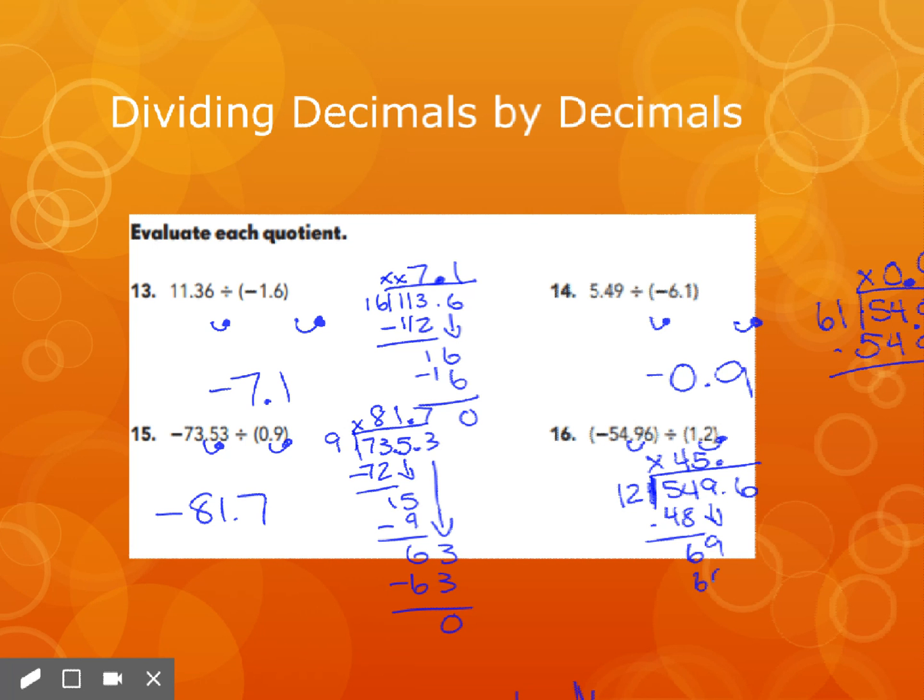5 times 12 is 60. Subtract. Bring down my 6. And 12 goes into 96 8 times. And it is exactly 96. So you're finished with long division. Again, you have a negative divided by a positive. So your answer you should have gotten is a negative 45.8.